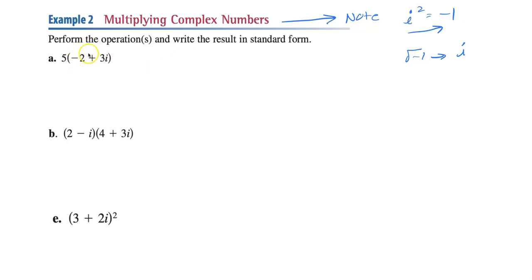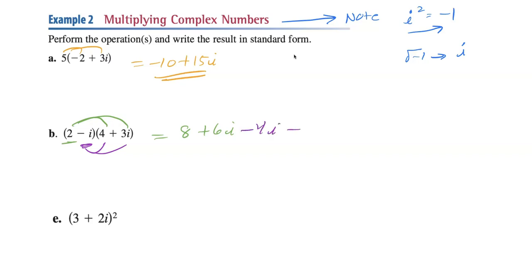So if I was going to do this one, well, this one we just distribute. I get -10 + 15i. Easy enough. Here's where the i squared is going to come in. So we're going to distribute. Remember, you could do an area model if you prefer. I'm just going to distribute 2 times this, 2 times that. I get 8 + 6i. Then we're going to distribute this guy to both of them.